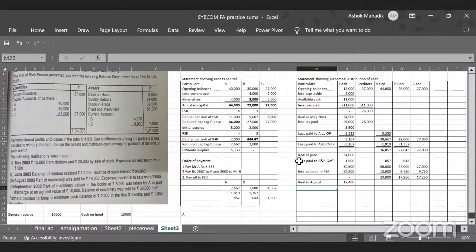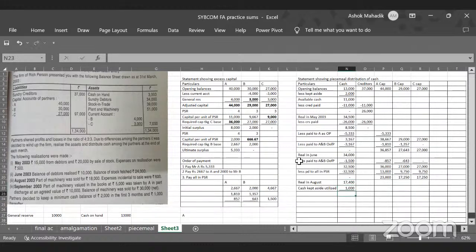Okay. So cash kept aside utilized. Clear, students? How much are we going to take from that? Only 1,000. Okay. So now how much cash is available for distribution? 18,400. Clear, students? This was a catch. So now we have to distribute this 18,400 amongst A, B, C in PSR.